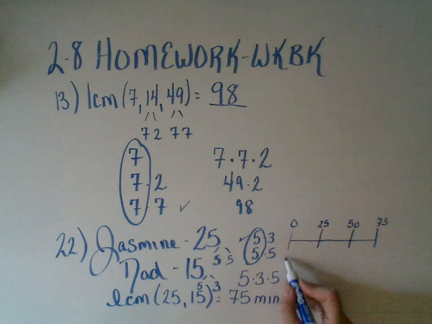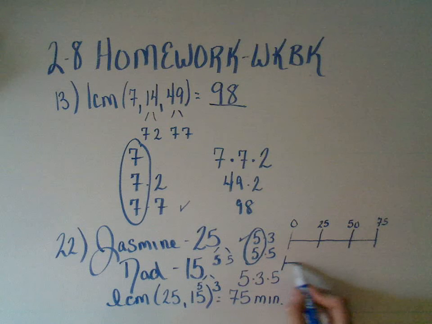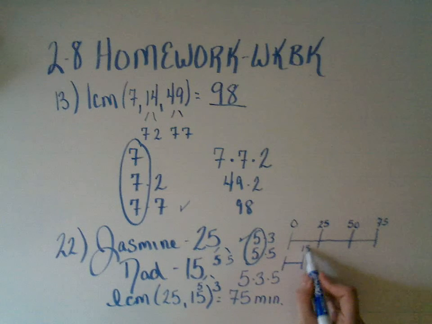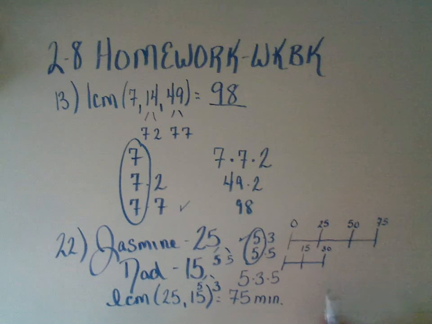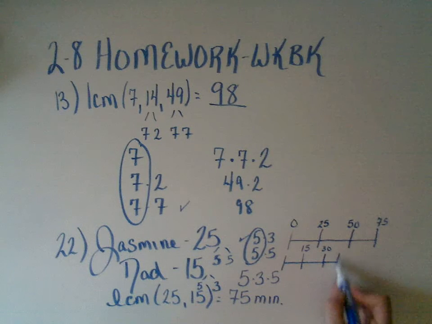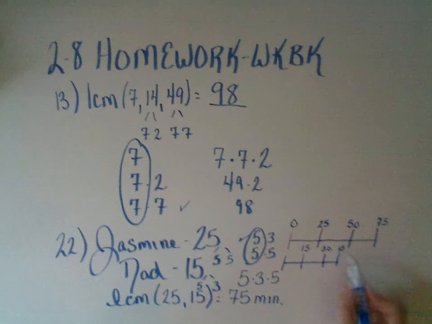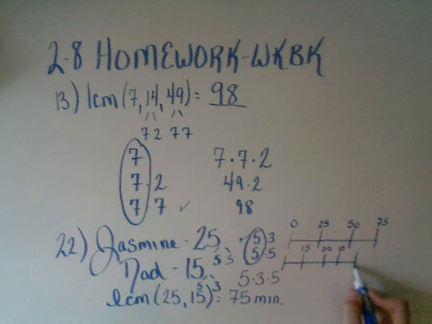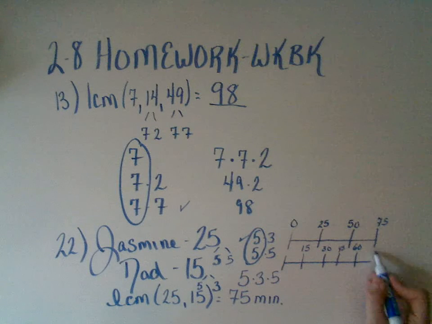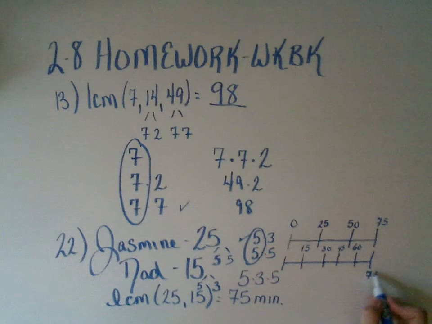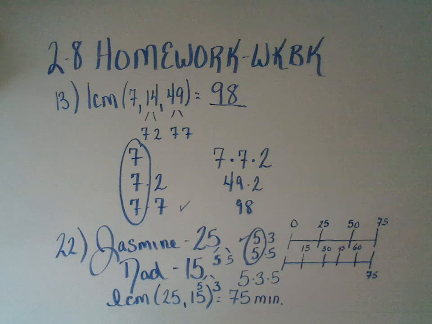Let's do a little image for Dad. He's going to get a tree done every 15 minutes. So 15 minutes in, he's got a tree. Another 15 minutes in would be 30 minutes. He's got a tree. Another 15 minutes in would be 45 minutes. He's got a tree. Another 15 minutes in would be 60 minutes. He's got a tree. And hey, 15 minutes in, 75 minutes. He's planting a tree. So notice we even sketched it out graphically and figured out that 75 minutes after they start, they'll both be planting a tree again at the same time.